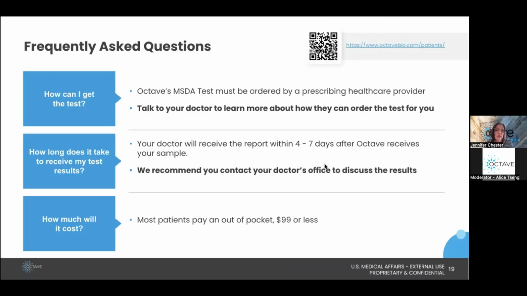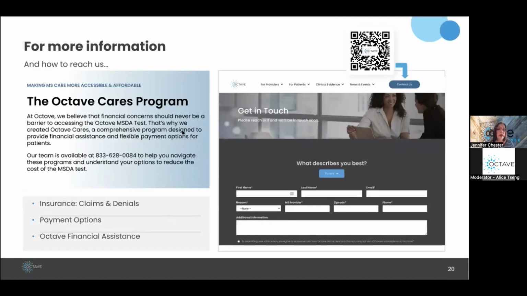And then how much will it cost? Most patients will pay an out-of-pocket of $99 or less. So the Octave Cares program is developed to help it be affordable for all of you. All the financial concerns are addressed. We submit to insurance. We handle all the billing on the Octave side. There's a phone number here to contact if you have any questions. They're very happy to work with you. If you're not sure what it's going to cost, you don't want to have to pay too much, they will work with you to make sure you're in that program to pay $99 or less.